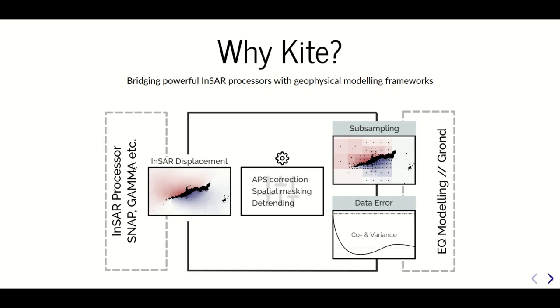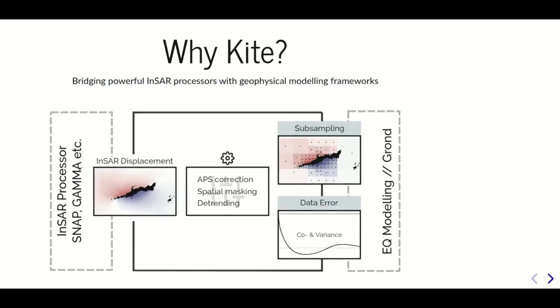We have to apply corrections, we have to mask the data, we have to detrend the data, and we have to subsample the data, which is crucial, since we cannot model high-resolution multi-megapixel scenes efficiently. We also have to quantify the data noise, which is then propagated into our forward modeling codes. Here, in this scheme, we see the surface displacements from a shallow strike-slip earthquake in Myanmar, which ruptured in 2011. Kite imports data from most common InSAR processing suites and services, and also time series products from StaMPS.